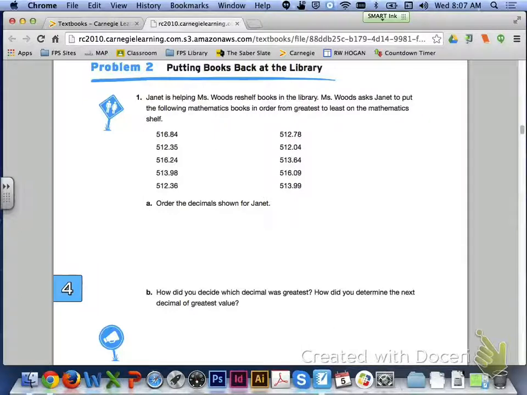Let's go ahead and skip to problem 2 on page 242. Number 1 says that Janet is helping Miss Woods reshelf books in the library. Miss Woods asks Janet to put the following mathematics books in order from greatest to least on the mathematics shelf. So with your group members, I would like you to do letter A and letter B. Take a look at those decimals and put them in order from greatest to least.